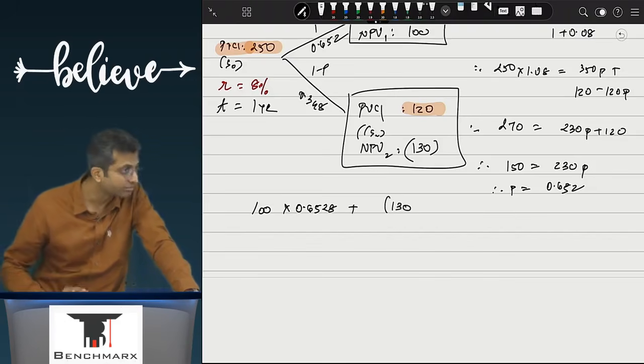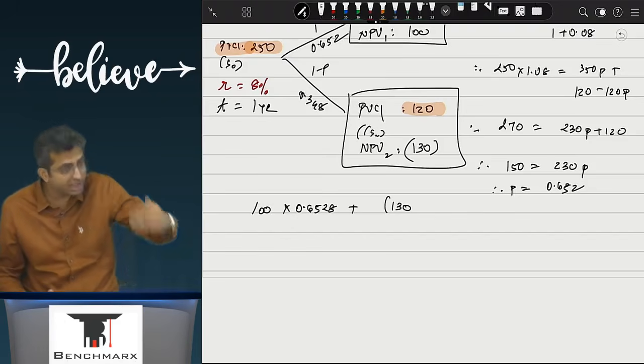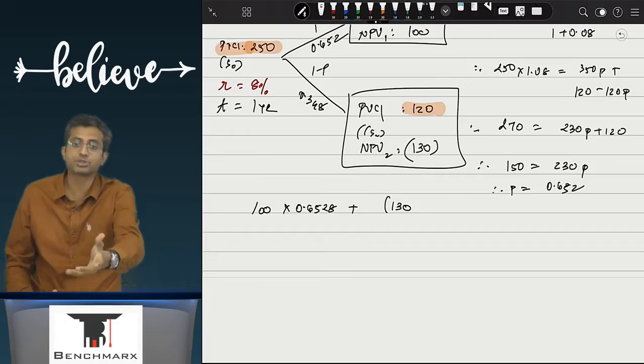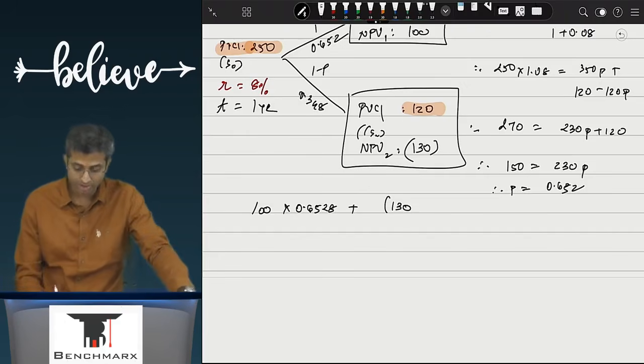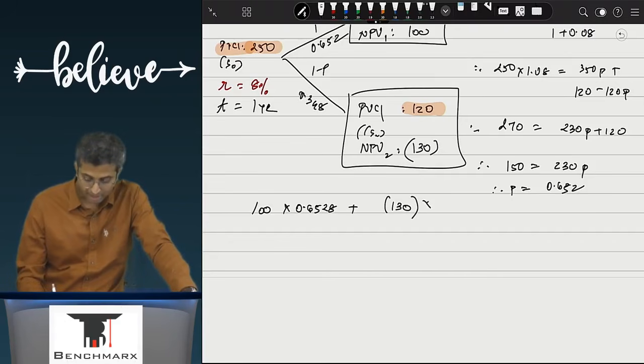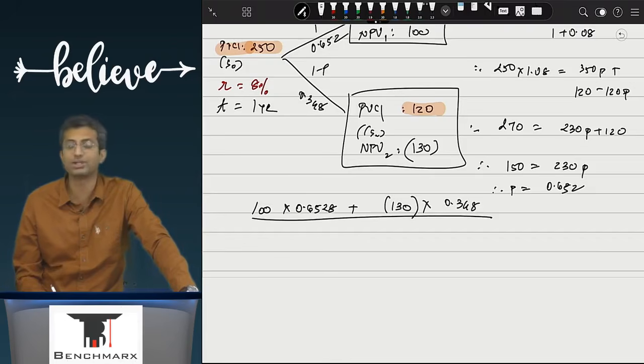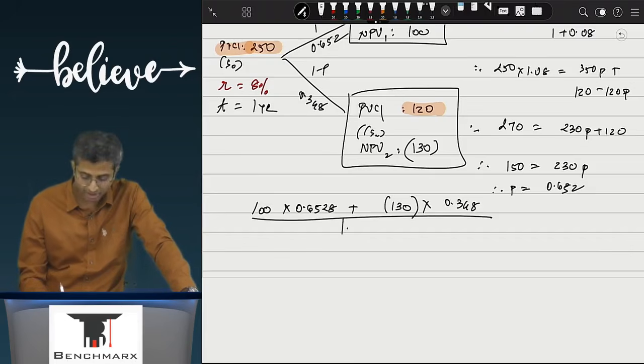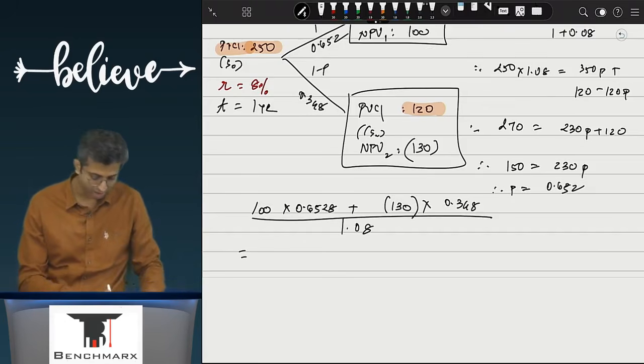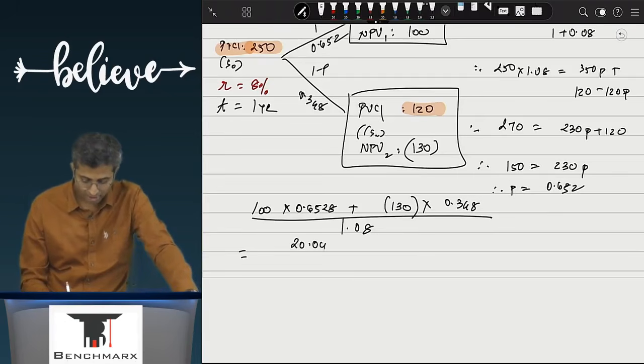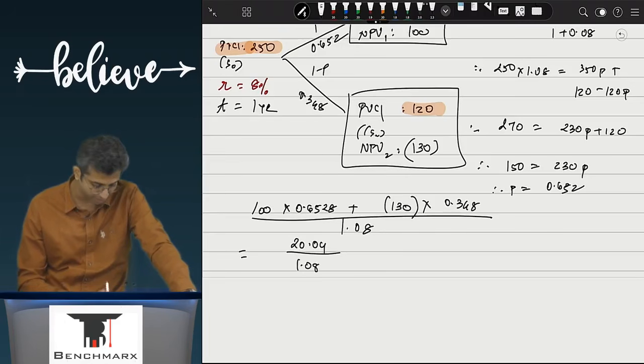Or a project, see, I have invested 250. It is not an option that we can abandon it. No, I've invested 250. And then if the price becomes 12 rupees, I'm stuck with a project which burns 130. And what is the probability of this? 0.348. But all of this is going to happen after 1 year once a government change happens. And as a result, you divide this by 1.08. So this is what? 100 into 0.6528 plus negative 130 into 0.348, minus MRC. This is 20.04 upon 1.08.